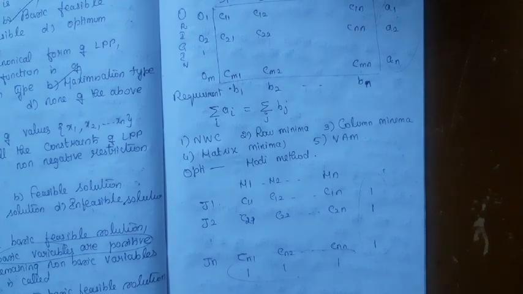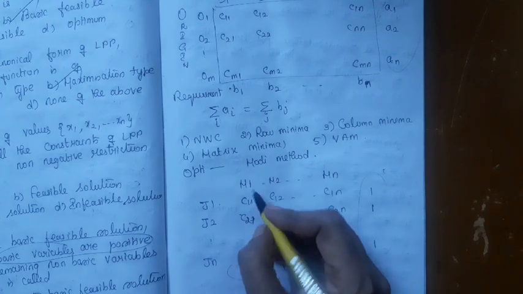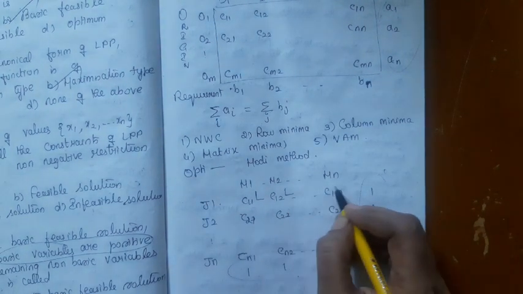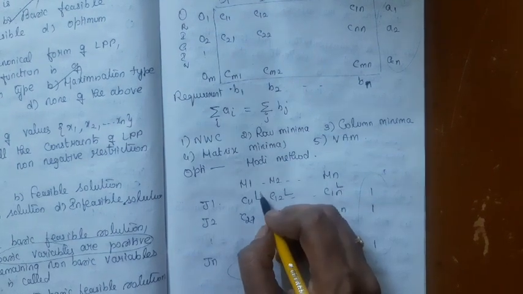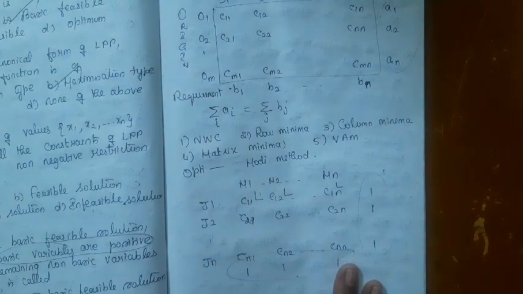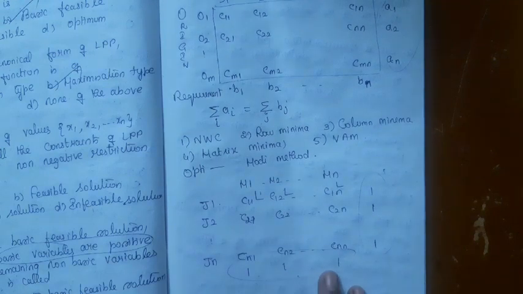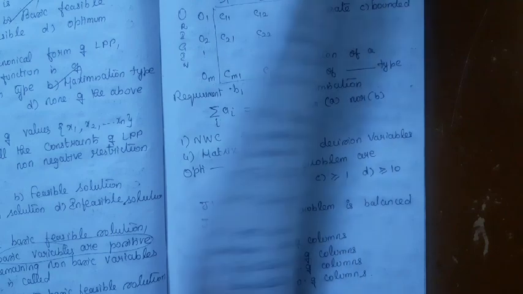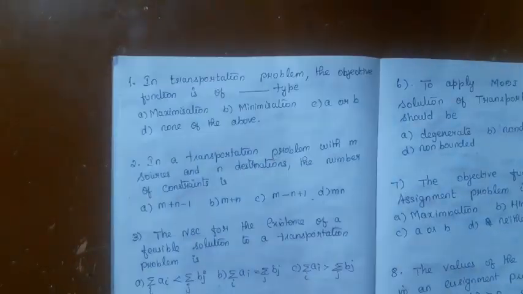Since this is the case, the number allocated in assignment problem will be either 1 or 0. Apart from that, you will not have any other values for the decision variables. That is also the difference. And here again, the objective is to minimize the total cost. Now with this idea, let us discuss some of the questions.